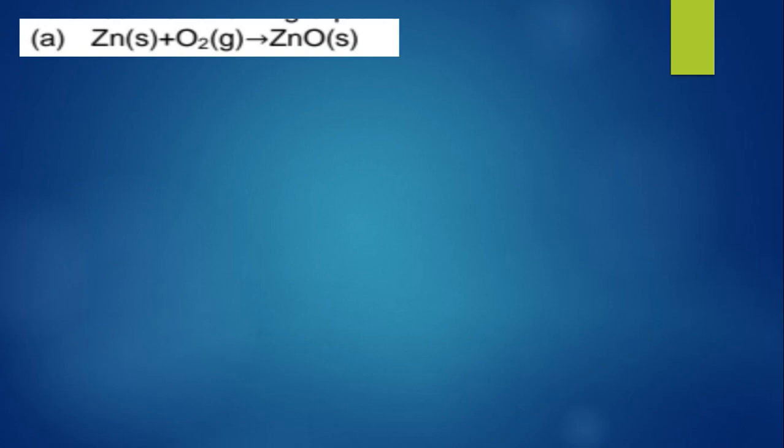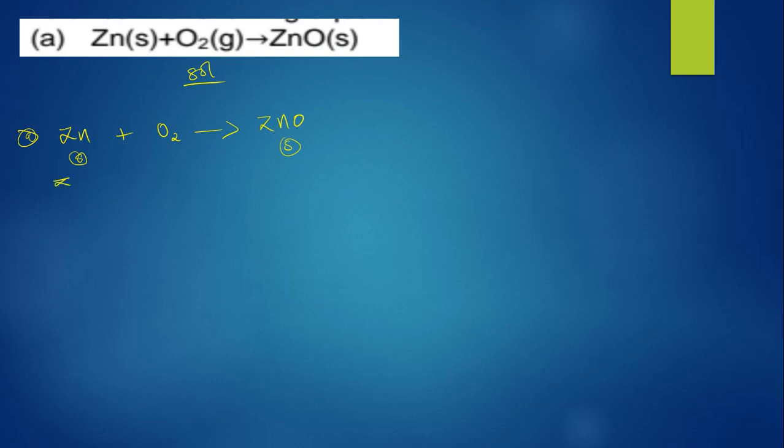So let's try to balance this first one. When balancing, let me come up with the solutions so that you can understand clearly. We're having zinc, so I'll be writing it down: zinc as a solid plus oxygen gives us zinc oxide. So how can you balance now? The first thing, we need to count the number of atoms. We need to compare the number of atoms on the reactant part, this side, and on the product part.